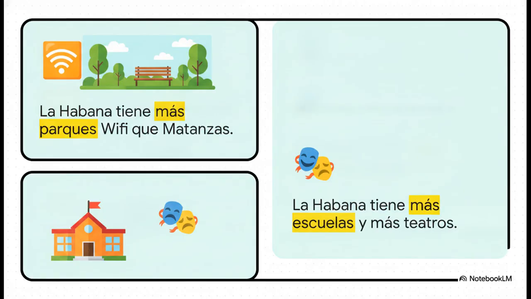And the debate continues. Notice how the más plus noun plus que formula repeats perfectly here, no matter what they happen to be talking about. Juan argues for Havana's connectivity, stating it has more Wi-Fi parks. La Habana tiene más parques Wi-Fi que Matanzas. And then Laura chimes right back in to defend Havana's infrastructure and culture, stating it has more schools and theaters. La Habana tiene más escuelas y más teatros. Through this really simple, natural debate, they are brilliantly utilizing the exact formulas we just mapped out.